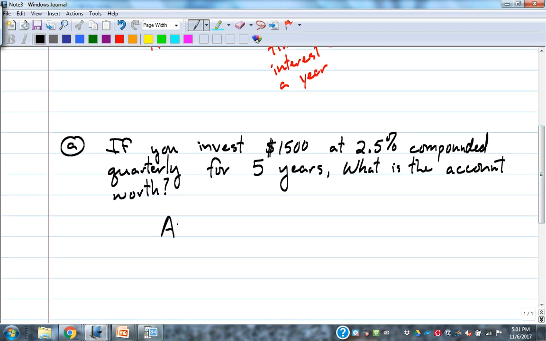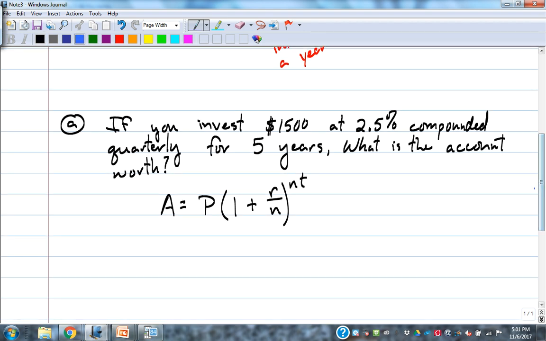All right, so a formula: principal investment, 1 plus R over N, all that to the NT. We're going to plug in the things we know. Principal investment, how much money do we throw into that account and leave alone? $1,500. The 1 is always there. What's our interest rate? 2.5%, so let's put that as a decimal. That'd be 0.025. And the N is how many times it compounds a year. Quarterly means it compounds how many times? 4 times.